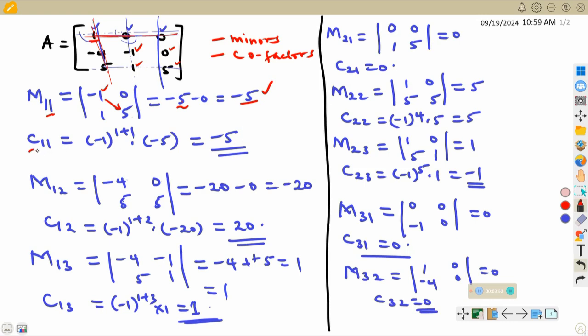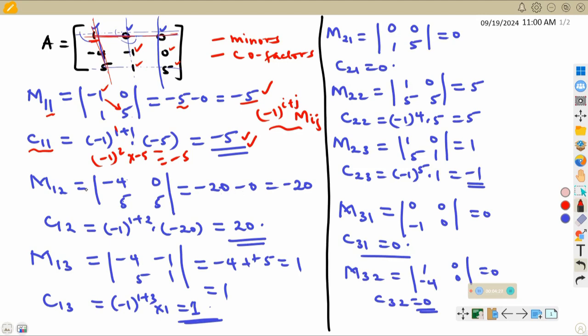To get the corresponding cofactor, you use the formula negative 1 to the power i plus j times the minor of ij. For our case, i is 1 and j is 1. So we shall have negative 1 to the power of 1 plus 1, times the minor M11, which is negative 5. Negative 1 to the power 2 times negative 5 of course gives negative 5. So that is the negative 5 we are having here.